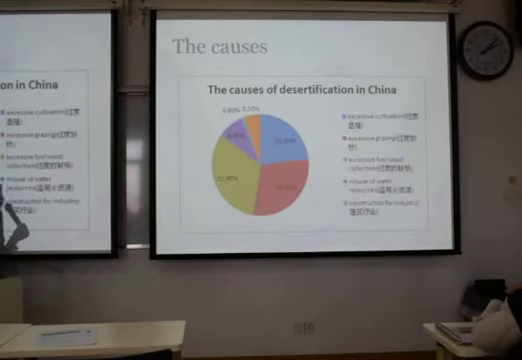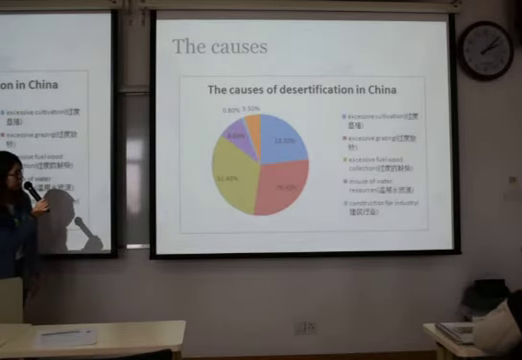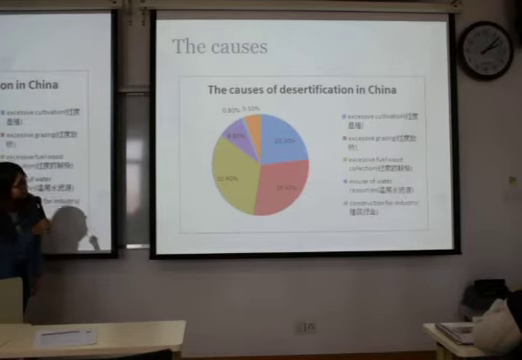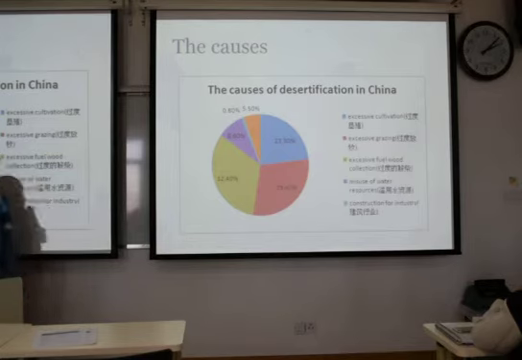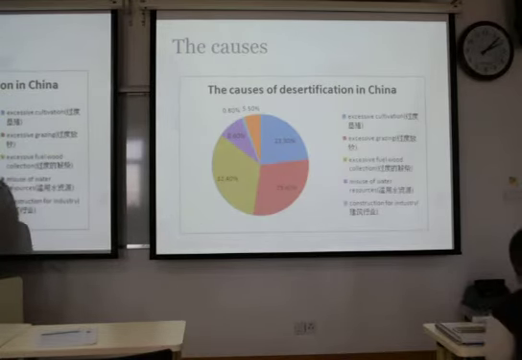And here is the causes of desertification in China. We can see the most part is excessive wood collection， 就是过度的生产，and was the cause of desertification.